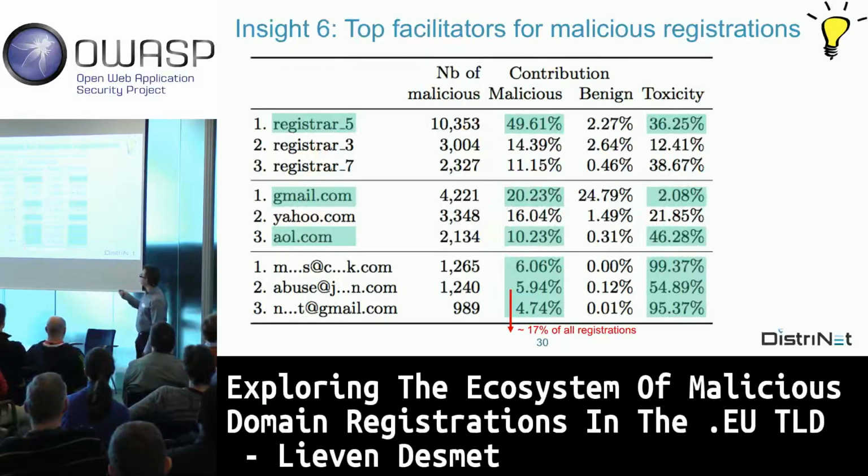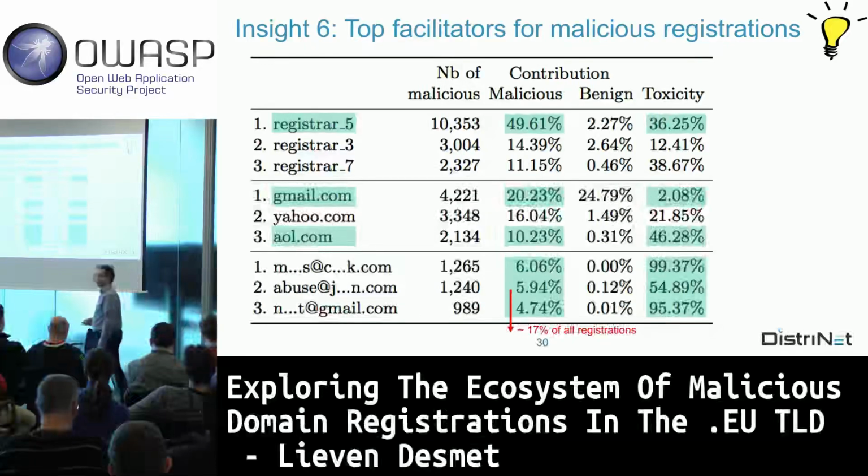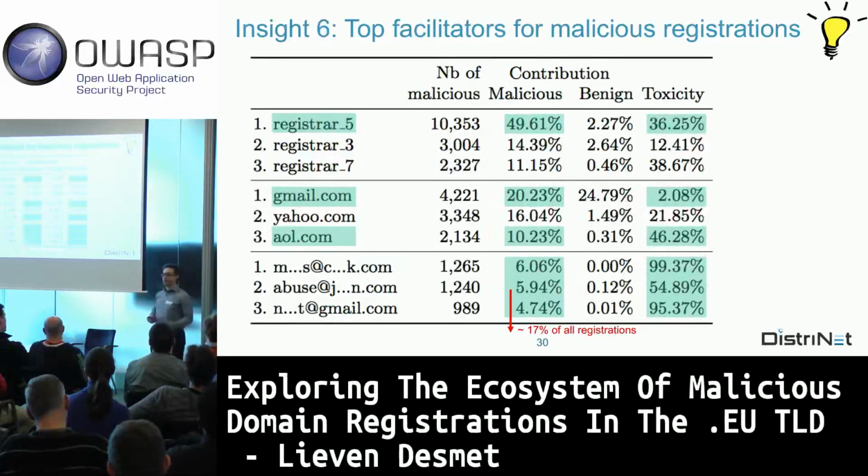Whereas if you do a registration with an AOL address, our system will probably already give you a red flag just because of your AOL address. Keep that in mind. We see that almost half of the registrations done with an AOL address in the registrant information are malicious in our dataset.